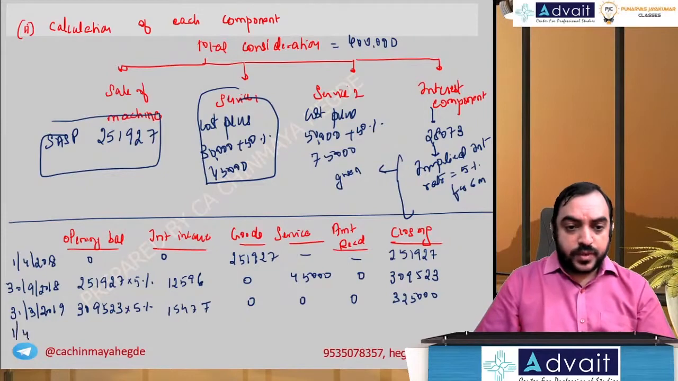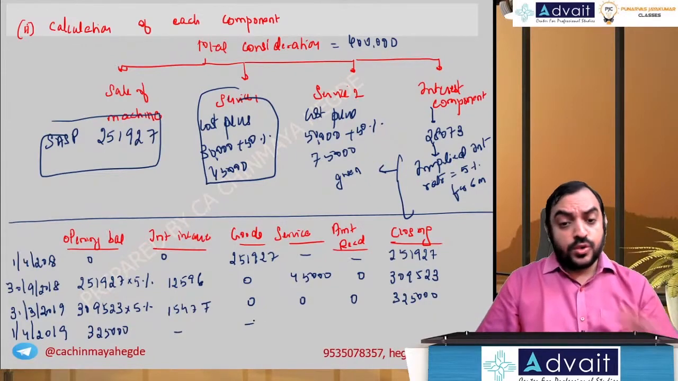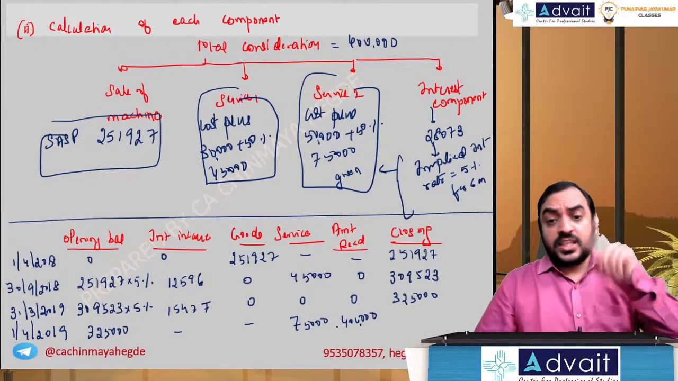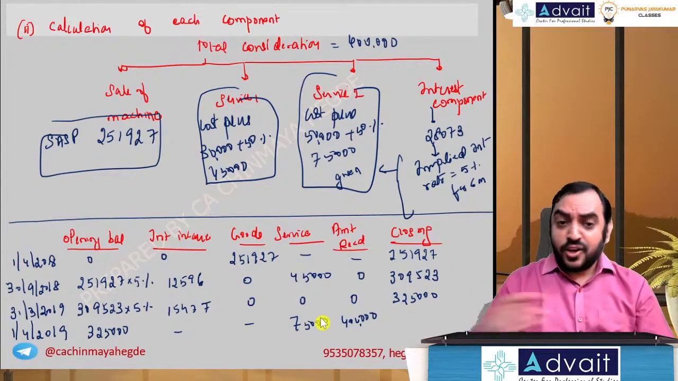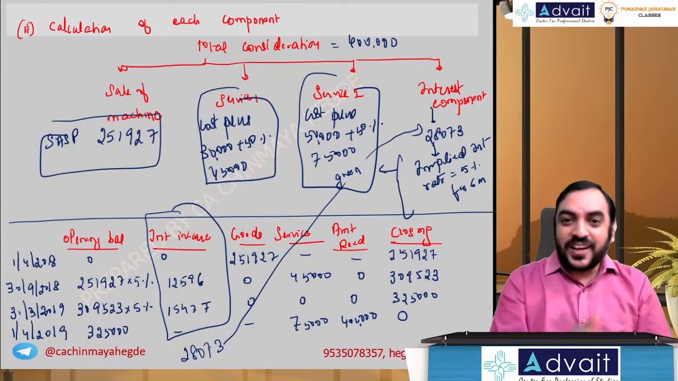And on 1st of April 2019, 3,25,000 is the opening balance, only for one day. No interest income, no goods, service received, the second service 75,000, and amount received 4 lakh. So 3 lakh 25 opening plus service 75, total receivable 4 lakh, 4 lakh received, so closing balance 0. You can verify the total interest income: 12,596 plus 15,477 is 28,073. That's what you see. It should happen like this.